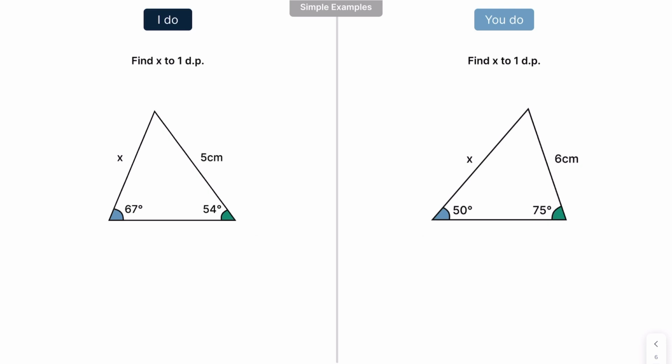So the way my videos work, I'm going to do the example on the left, which is I do. You are then going to press pause and have a go at the example on the right, which is you do. But before we start this, what exactly is the sine rule?